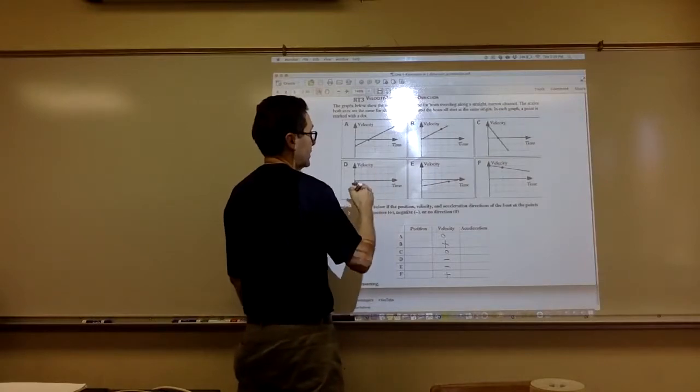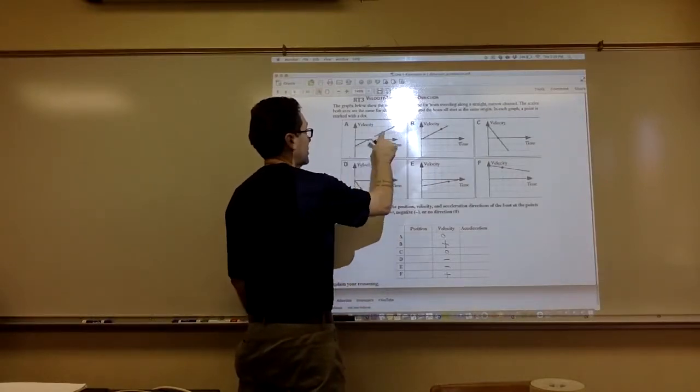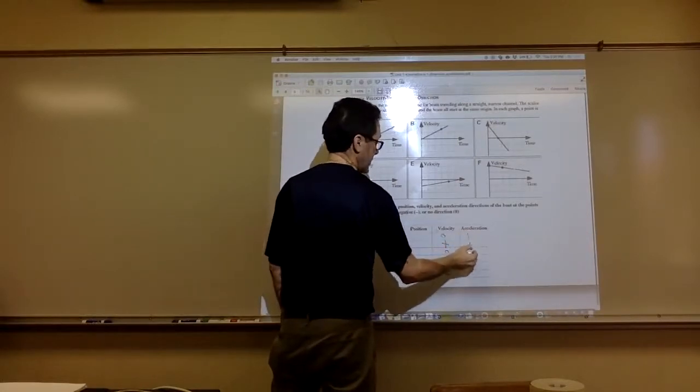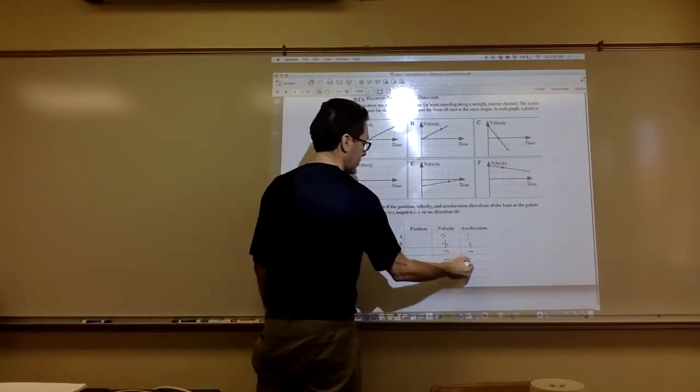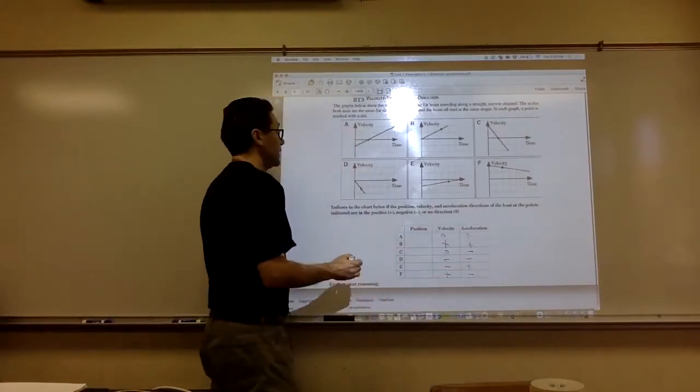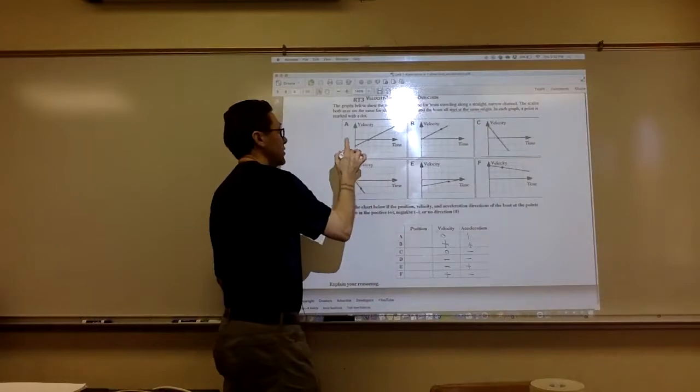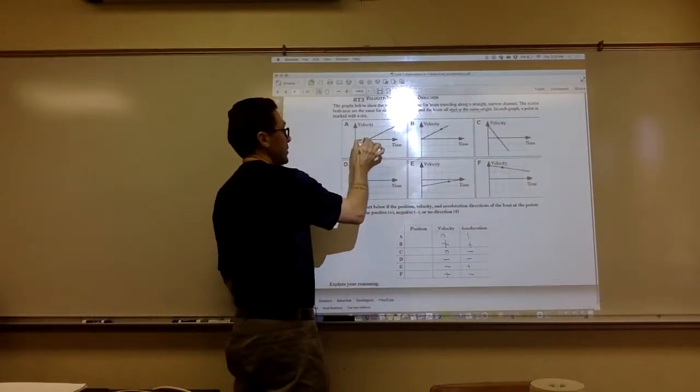I'm going to do the acceleration. The acceleration is the slope in a velocity time graph. So it's positive, positive, negative, negative, positive, and negative. The position, since they all start from the same origin, is basically going to be the same thing as the displacement up to that point.